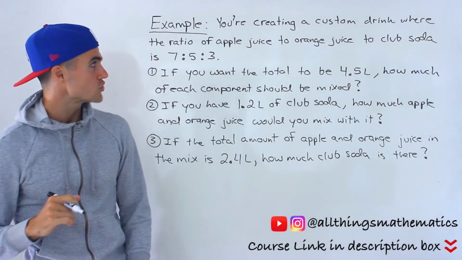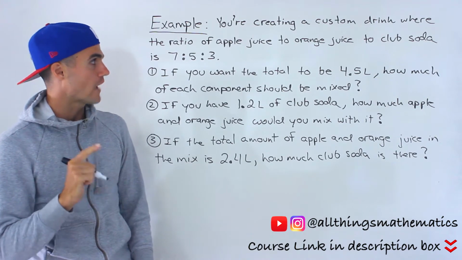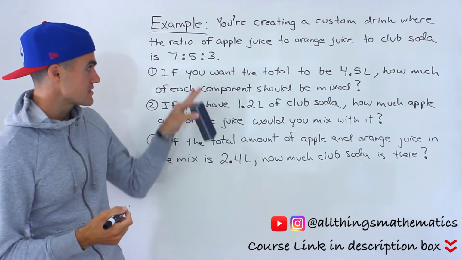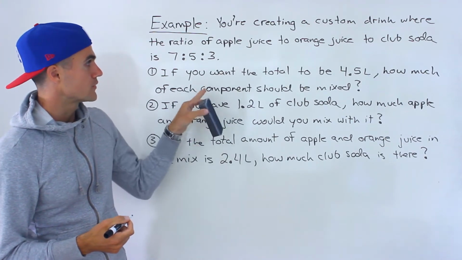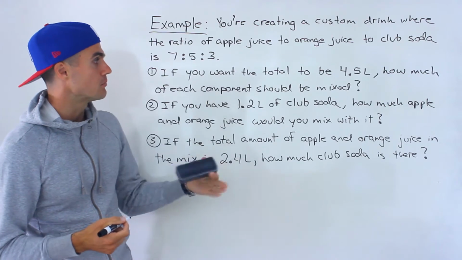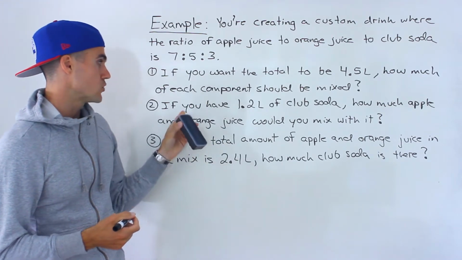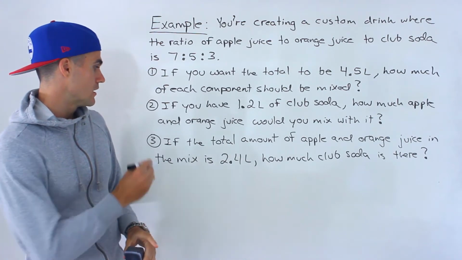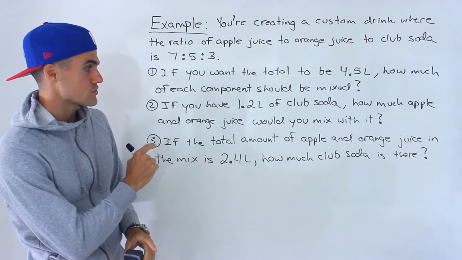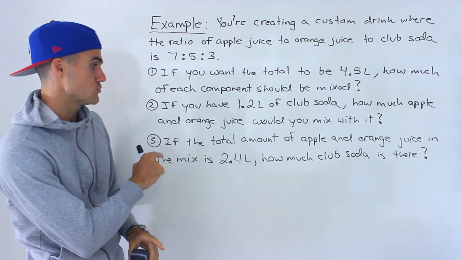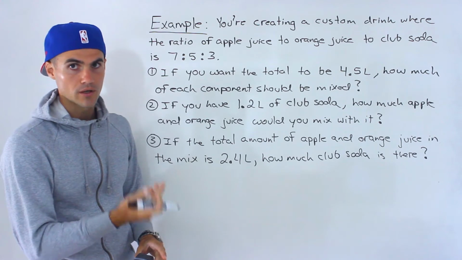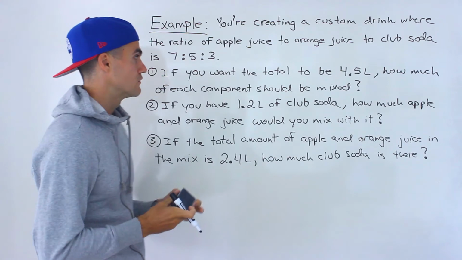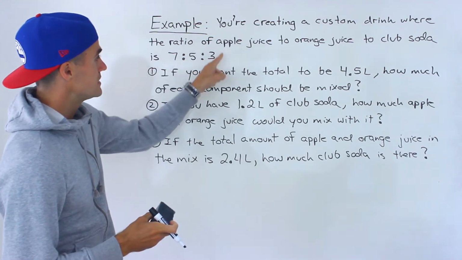In this next video, we're told that you're creating a custom drink where the ratio of apple juice to orange juice to club soda is 7 to 5 to 3. And based on that information, we have 3 questions here. So if you want the total to be 4.5 liters, how much of each component should be mixed? If you have 1.2 liters of club soda, how much apple and orange juice would you mix with it? Number 3, if the total amount of apple juice and orange juice in the mix is 2.4 liters, how much club soda is there? So different types of variations of examples or questions that you get dealing with a ratio with 3 components.